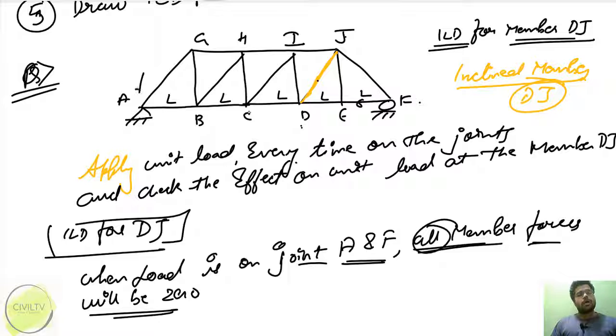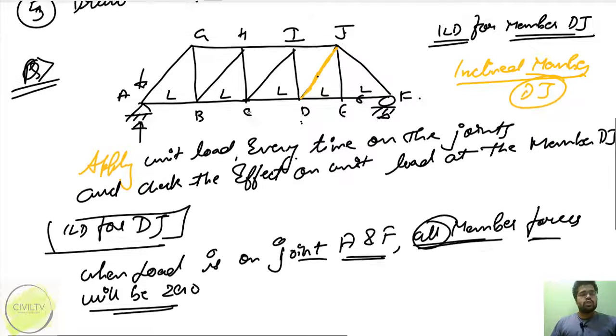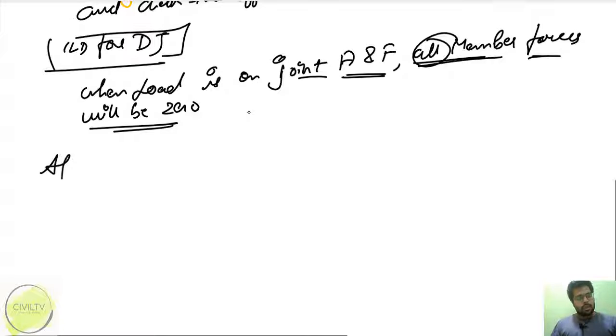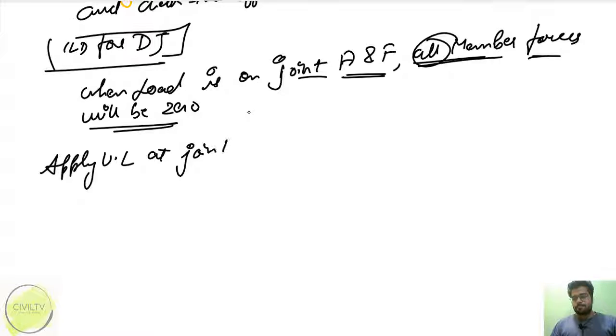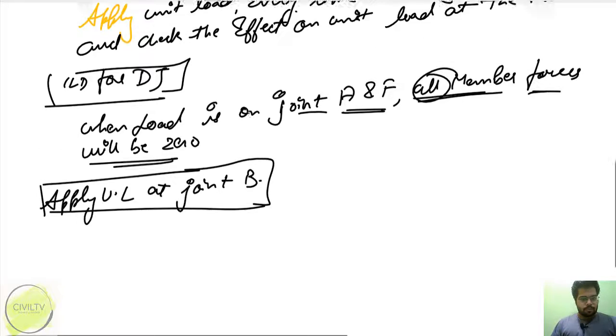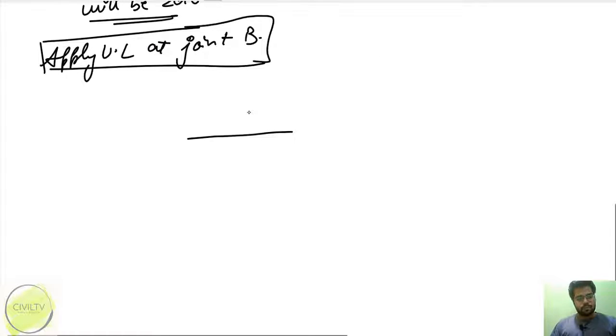ठीक है, बिकॉज यहाँ पर अगर मैं 1 किलोन्यूटन डालूंगा तो लाइक इट विल बी बैलेंस्ड बाय द काउंटर बैलेंस्ड बाय द रिएक्शंस। ठीक है, at support A. Similarly, if I'll apply unit load over here, it will be counterbalanced by the reaction at F. So कोई भी फोर्स नहीं आएगा। ठीक है, so let's apply unit load at joint B. Right.